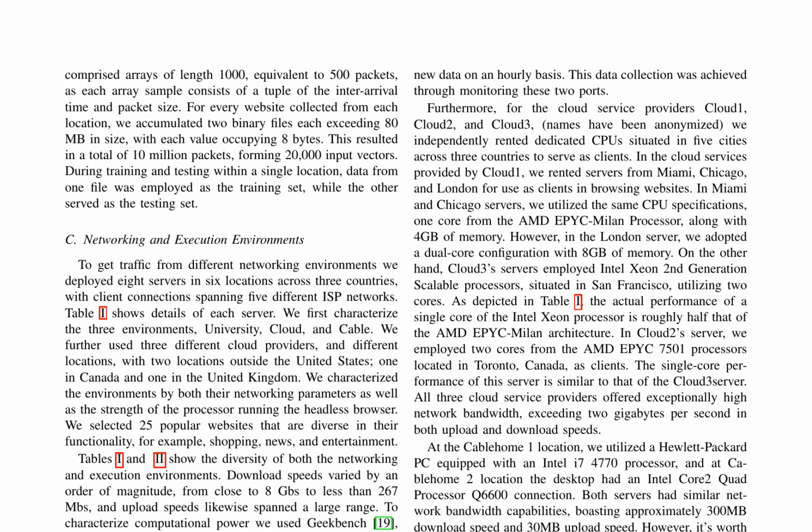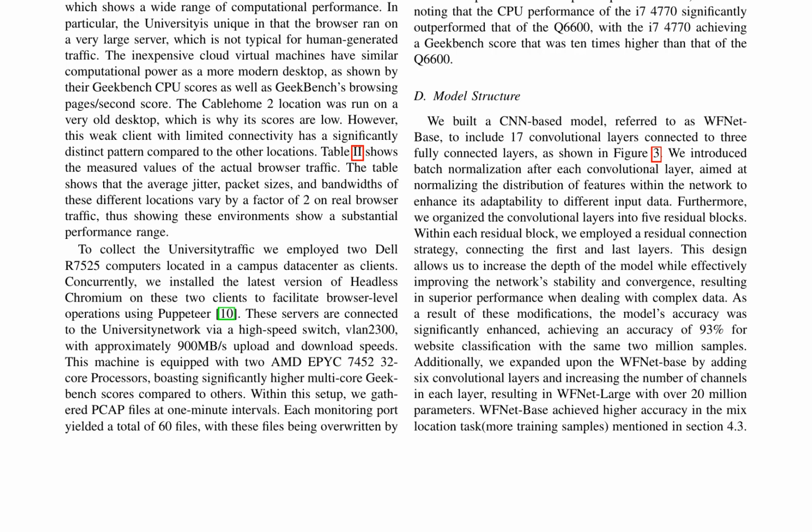The dataset comprises 42 websites collected in various environments, including university, cloud, and cable home setups. The WFNet base model structure consists of 17 convolutional layers and 3 fully connected layers, with batch normalization and residual connections to enhance adaptability and performance. An expanded version, WFNet Large, achieves higher accuracy in the mix location task.